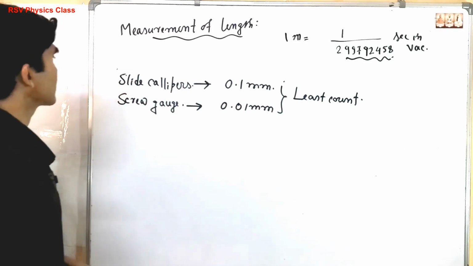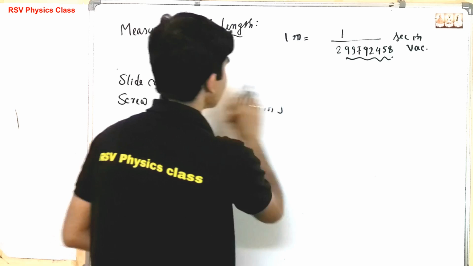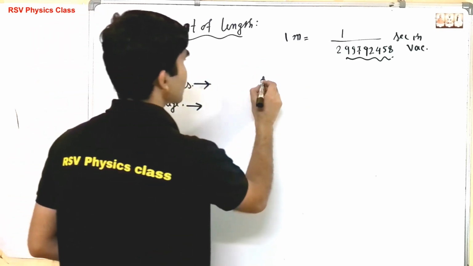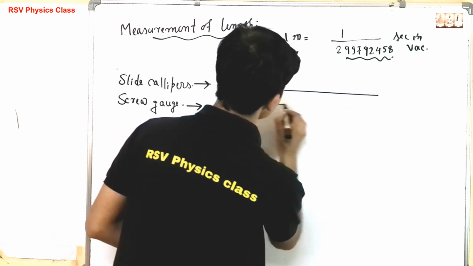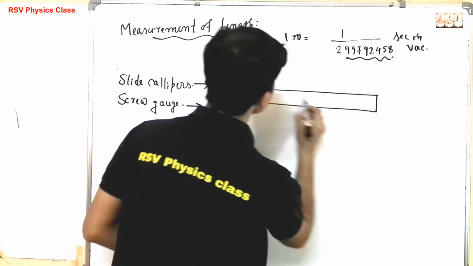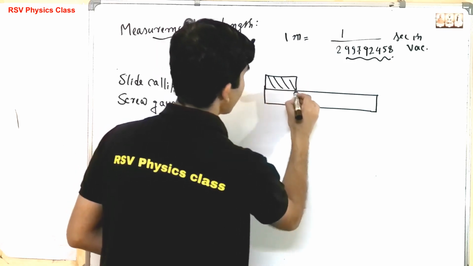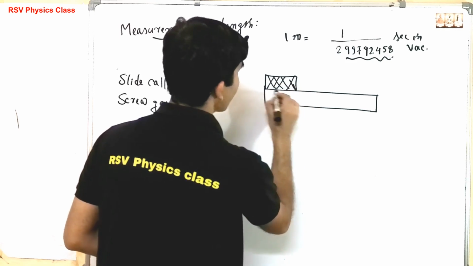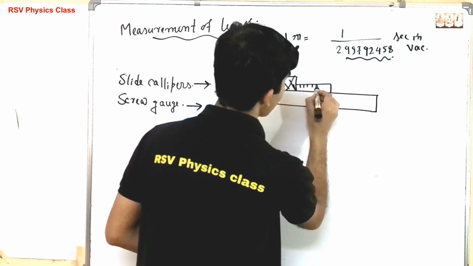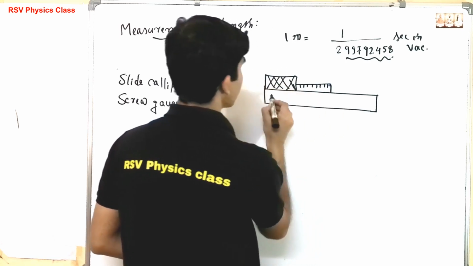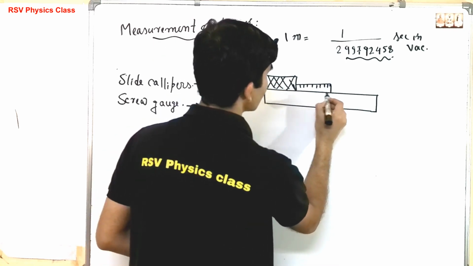So now let's discuss slide calipers. Okay, what is slide calipers? Let's draw the picture of slide calipers. Slide calipers has a main scale. So this is your main scale and this is your object, and there is a vernier scale. So there is a vernier scale and there is a screw also.